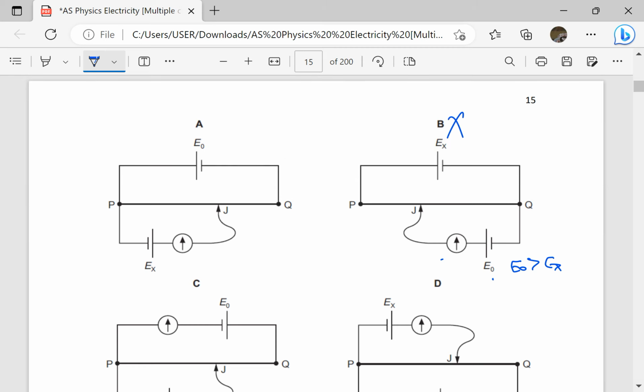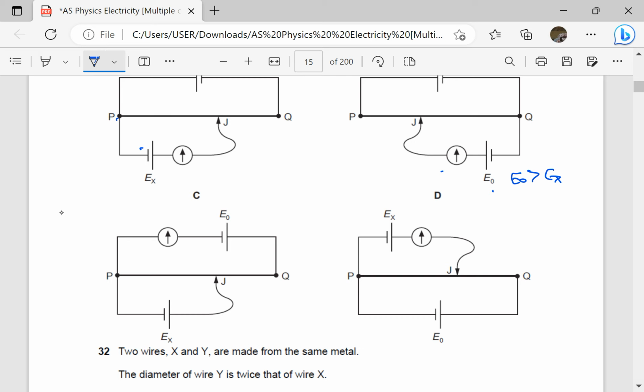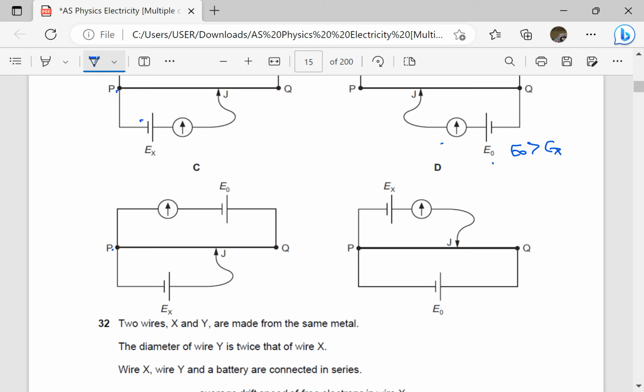Secondly, to get balance, remember how we connected this in the laboratory. The positive terminal of the driver cell must be directly linked to the positive terminal of the cell whose e.m.f. is known. So let's check that. This one is showing positive linked to negative. We shall never get balance, so this one is also wrong. This one is showing negative to negative, so we could get balance. This one is also showing negative to negative. So we have eliminated A. We are remaining with C and D.